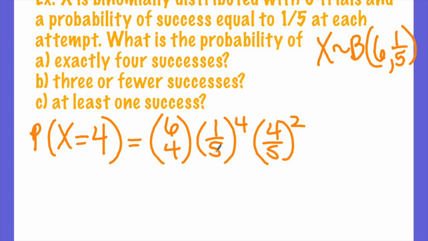So 6 choose 4, it is 15. What about this? What is 1/5 to the 4th power? 1/625. And what is 4/5 squared? 16/25.